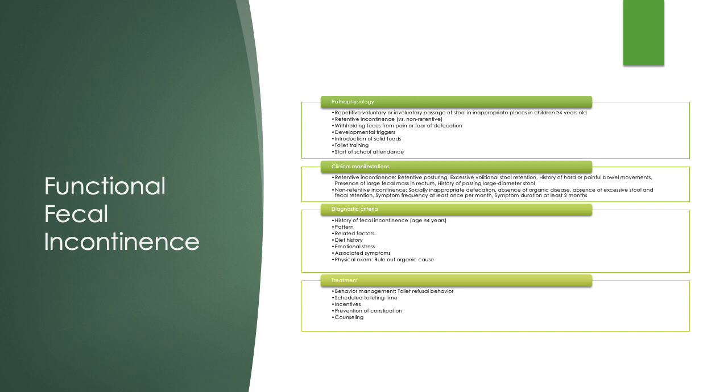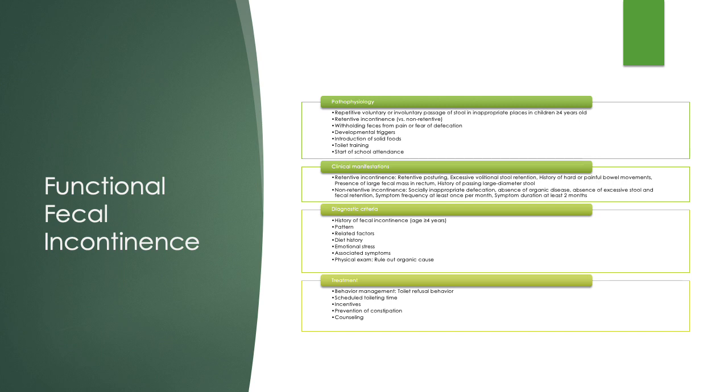So, you have two different types. You have retentive incontinence, which is where you see posturing, you see excessive stool retention, you have a history of hard or painful bowel movements, and even the presence of large fecal masses in the rectum because you don't want to defecate, and also a history of passing a large diameter stool.